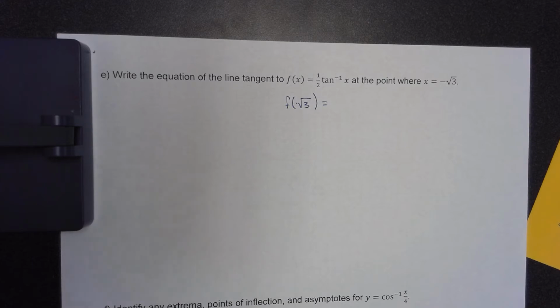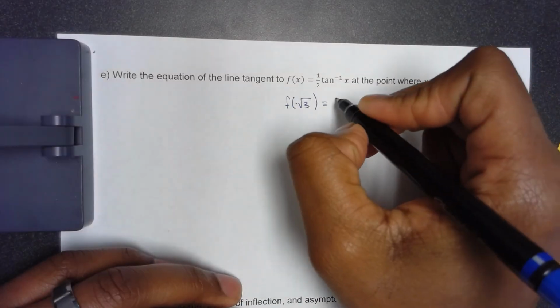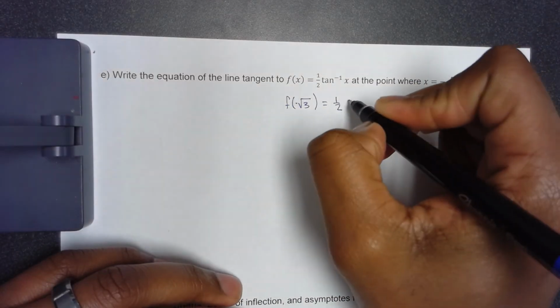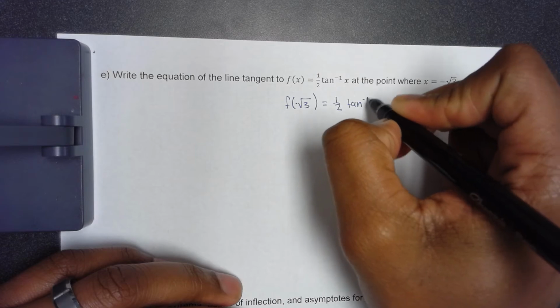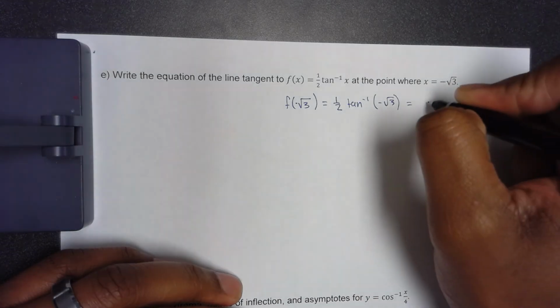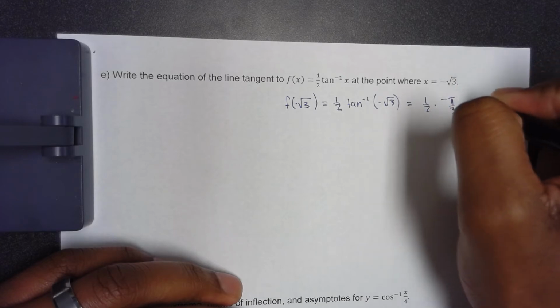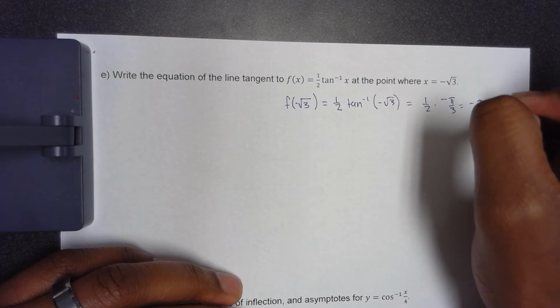Remember, inverse tangent is defined from negative pi over 2 to positive pi over 2. This is going to mean that we probably get negative pi over 3 as our answer. So we're going to have 1/2 tangent inverse of negative square root 3. That is indeed 1/2 times negative pi over 3, which is negative pi over 6.